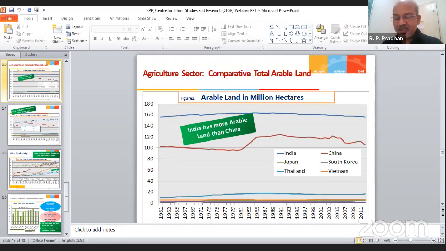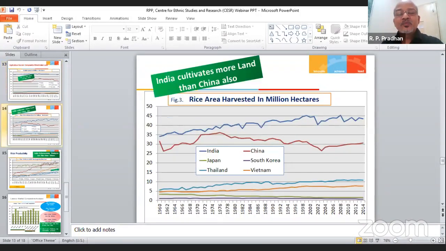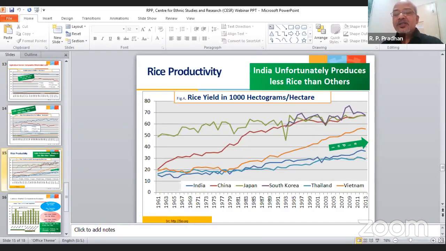Very surprisingly, if we look at the arable land available to India, China, Japan, Thailand, I'm just comparing China and India. India has more arable land available than China. China is a big country, but we have more arable land. Rice area harvested in million hectares, we are cultivating more rice land than China. But when we convert that into productivity, where is India? India is in the fifth, last but one space, and China and other countries are far ahead.